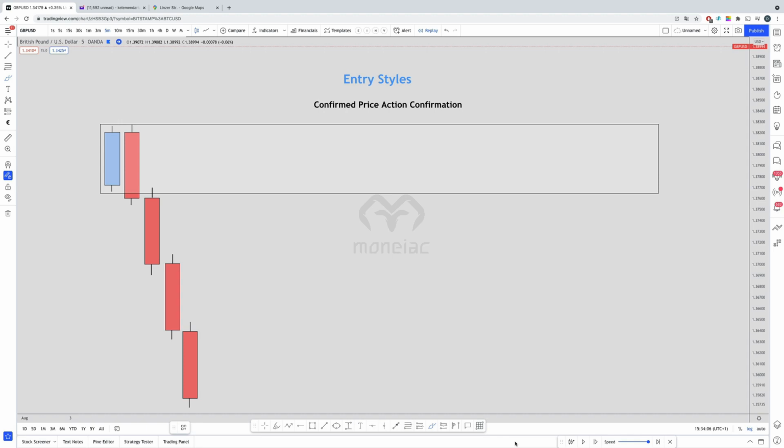But here on the confirmed price action confirmation, we're just waiting for the lower time frame to give us additional confirmation. Now you need to figure it out for yourself which one you're going to use. You can use both, you can use only one type of it. It's not a problem. Okay, so let me introduce you to the first one, which is the most basic one.